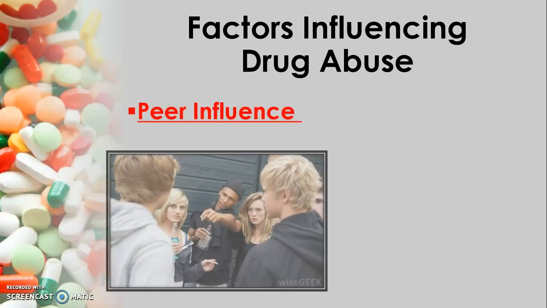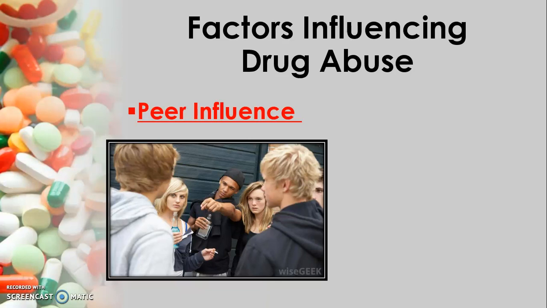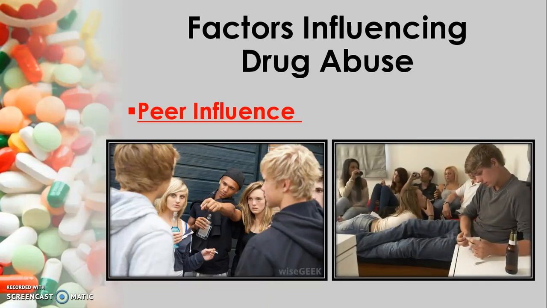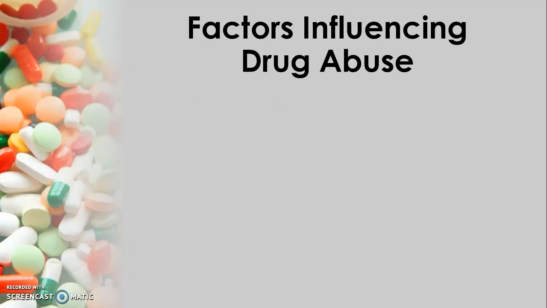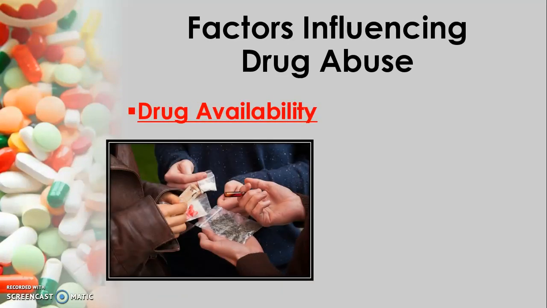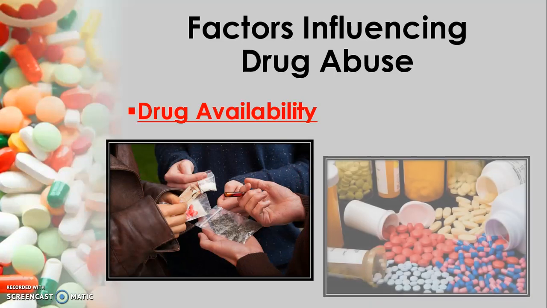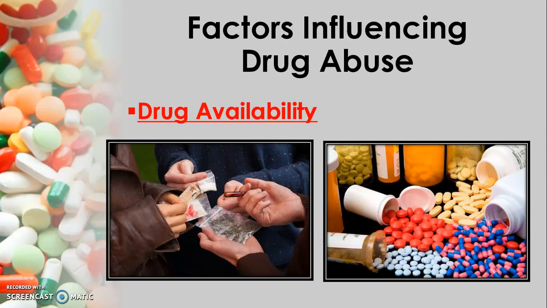Peer influence. People who try to fit in will often try drugs that their peers are using to make themselves feel more a part of the group. Acceptance by their friends is a priority. And drug availability. Whether it be from peers and an unstable environment where drugs are prevalent or a prescription from a physician, drugs that are easily accessible will make certain addictions possible.